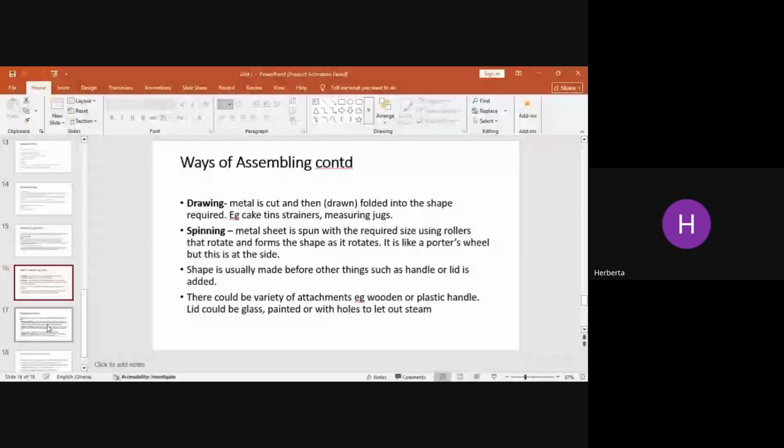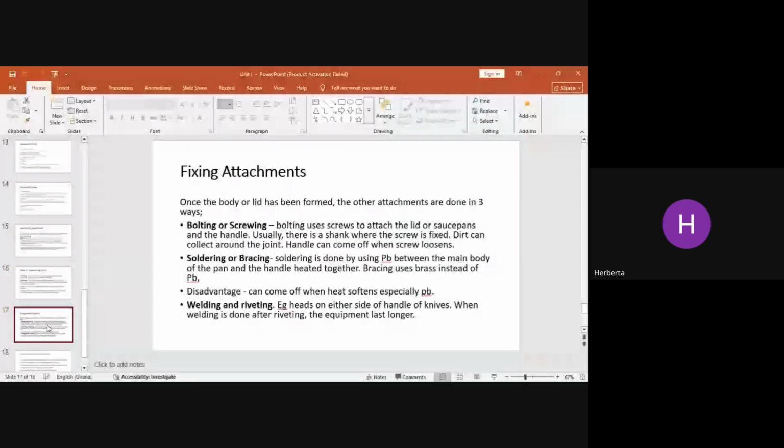Then we have the drawing. In drawing, you cut the metal into strips, then you use it to design the equipment that we need. Then with the spinning, the metal that is being used is turned into a paste, and it is filled into the shape to get the shape.